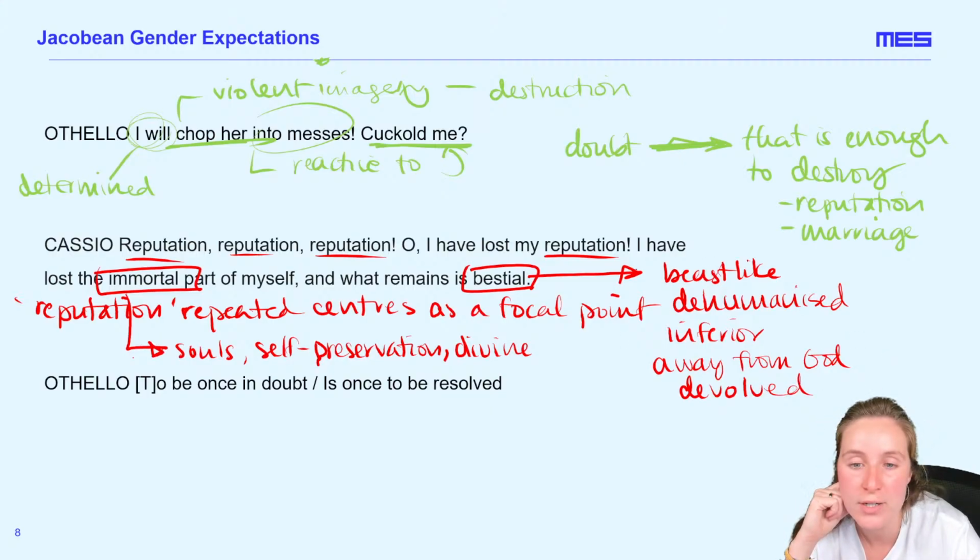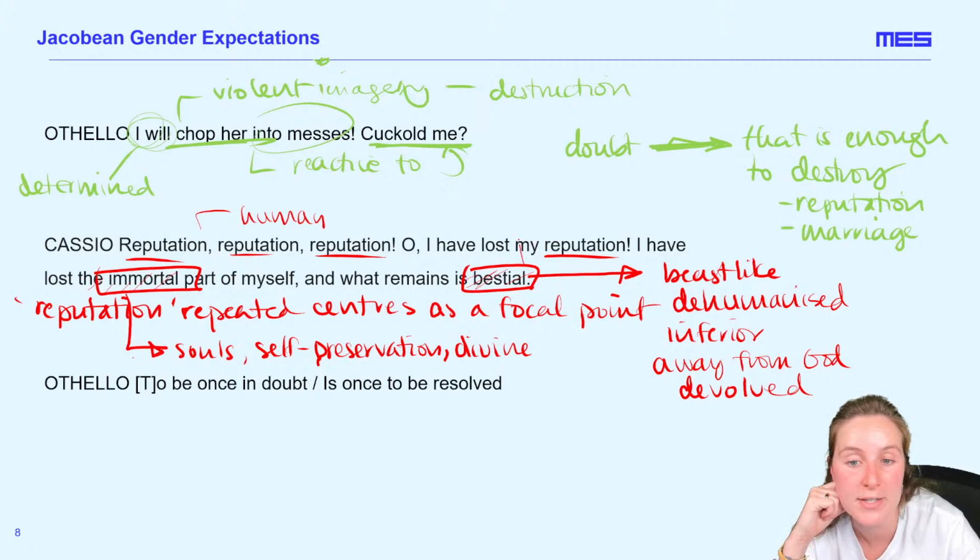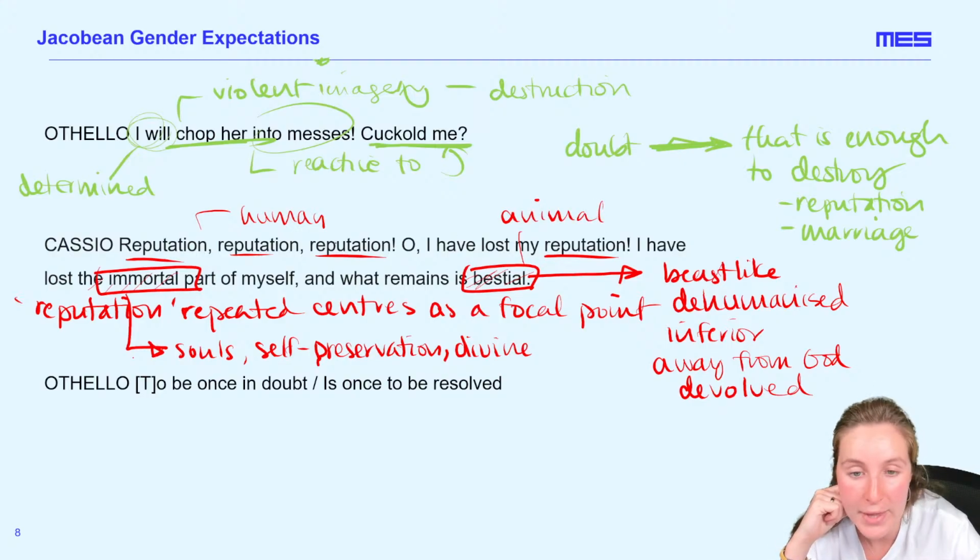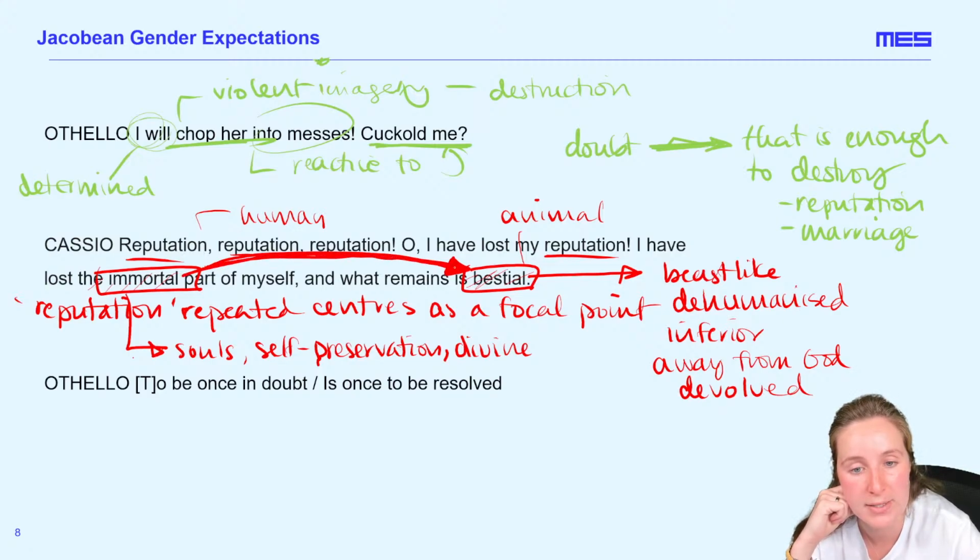And it shows this juxtaposition, this kind of parallelism between bestiality and immortality. That reputation is the human, or the more than human, and this is the animal version of people. And this is the transition that happens with Othello, right? He goes from immortal, this well-respected, loved general, to something bestial.